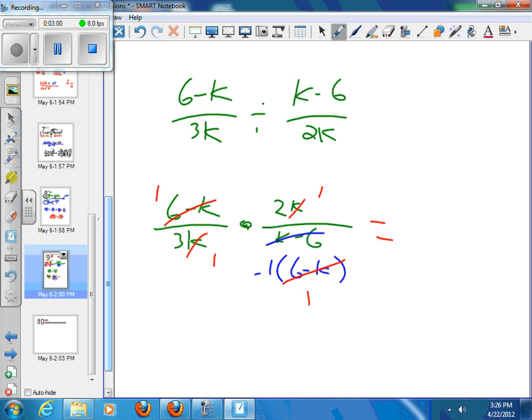So we are left with a 1 times 2 times 1 on the top, which is just a 2. And we are left with a 3 times 1 times -1 times 1 on the bottom, which is a -3. So our final answer is basically -2/3.